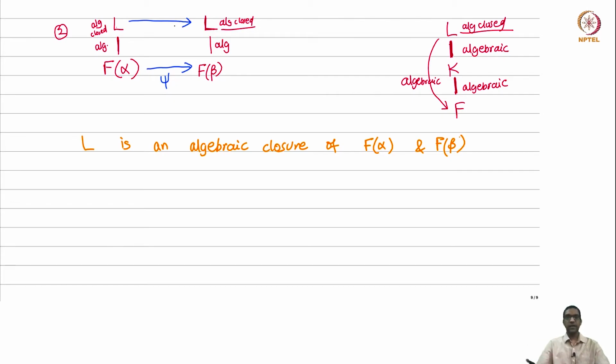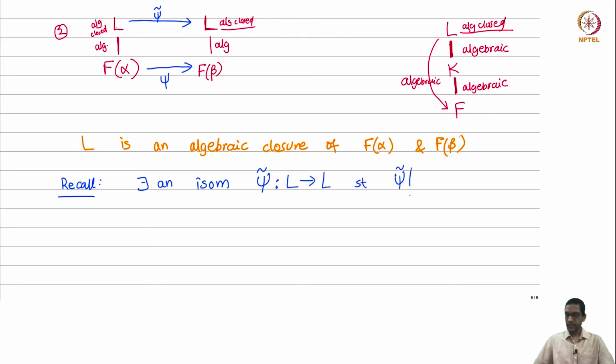But a little more than that, given any isomorphism psi between the base fields, it extends or lifts to an isomorphism between their algebraic closures. Okay, so this is again something you've seen before. So recall the following fact: there exists an isomorphism of fields psi tilde from L to L such that when you restrict psi tilde to the field F alpha, what you get is the original isomorphism psi. Okay, good. So where does this leave us? We are almost where we want to be.